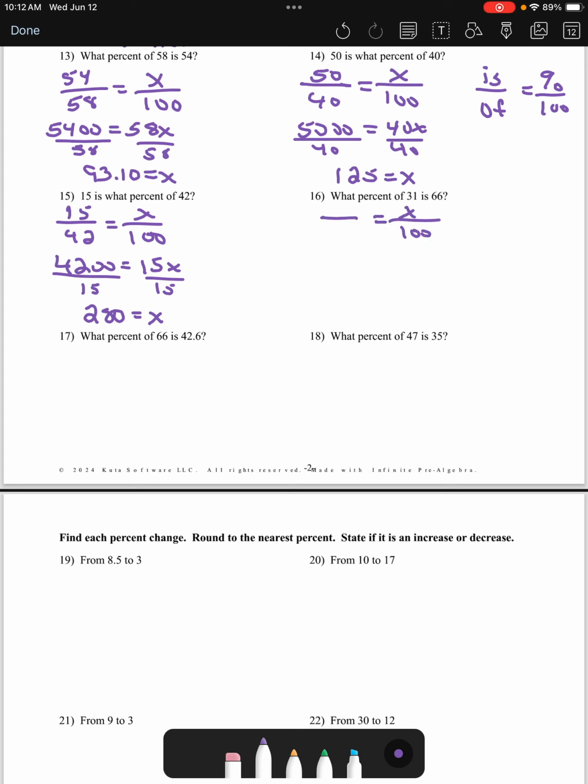What percent of 31 is 66? Cross products will be 6,600 and 31x. When we divide both sides by 31, we do not get a nice answer, so rounding it properly, we get 212.90.